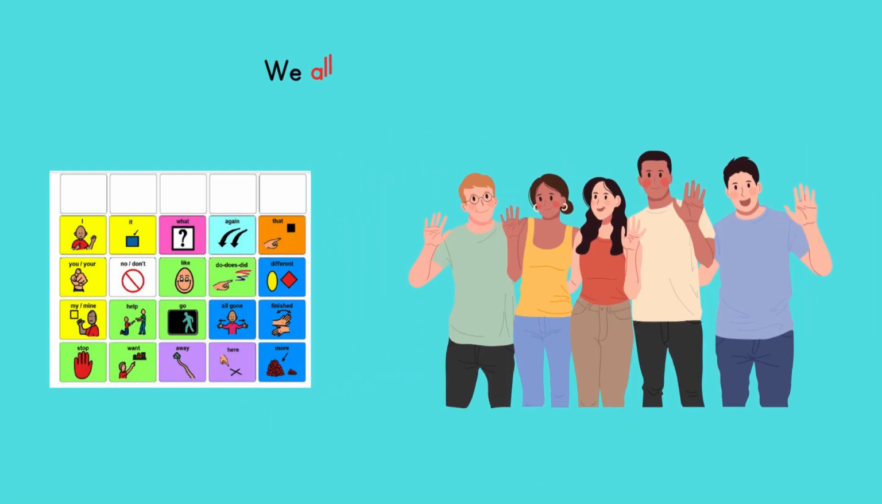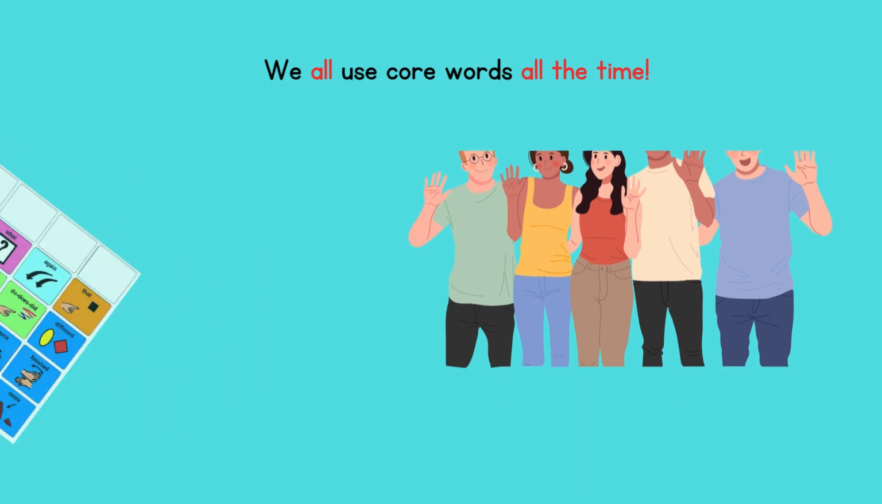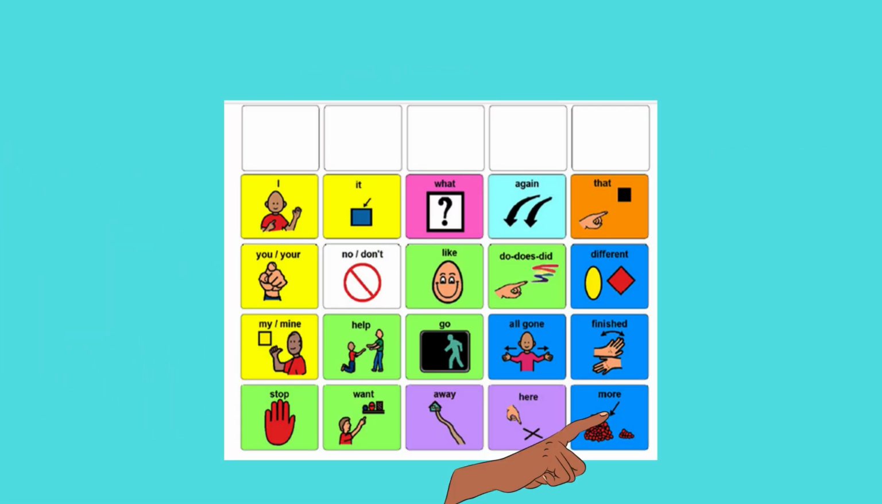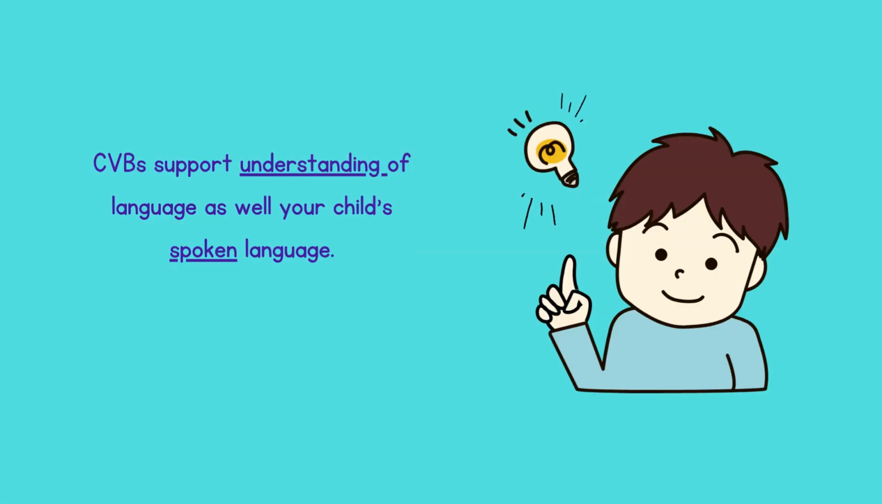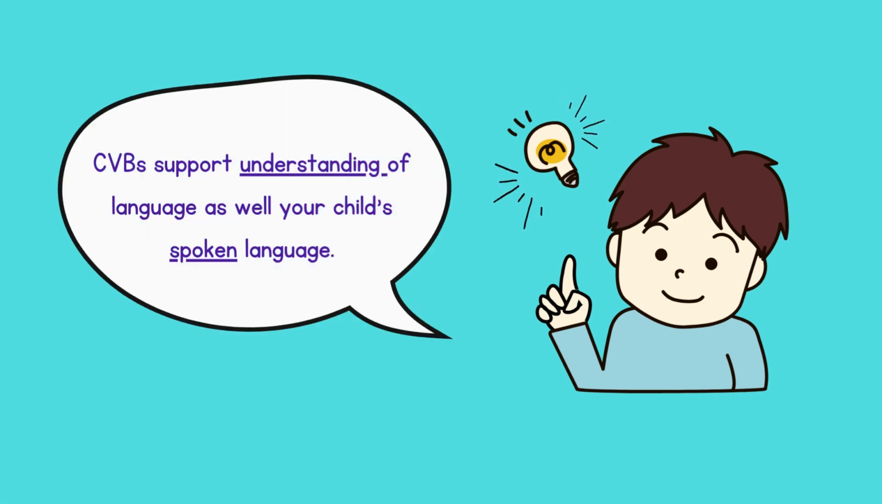We use core words and phrases that include core words all of the time to communicate for different reasons. For example, we say things like more please, I've finished, I like this, want the toy, mummy help, let's go, stop. Evidence has shown that core vocabulary boards support the development of a child's spoken language rather than replace it. Core vocabulary boards support understanding of language as well as their spoken language.